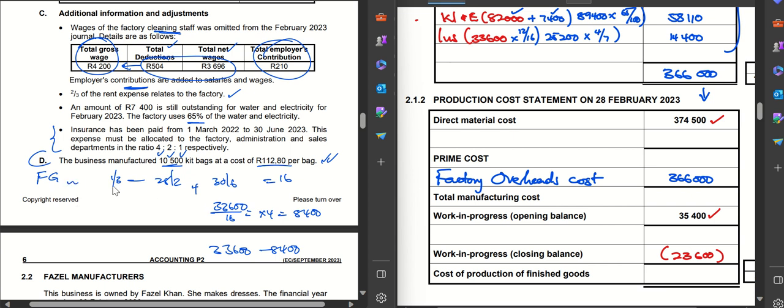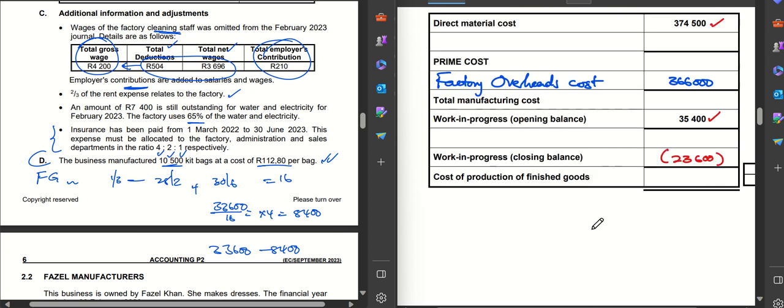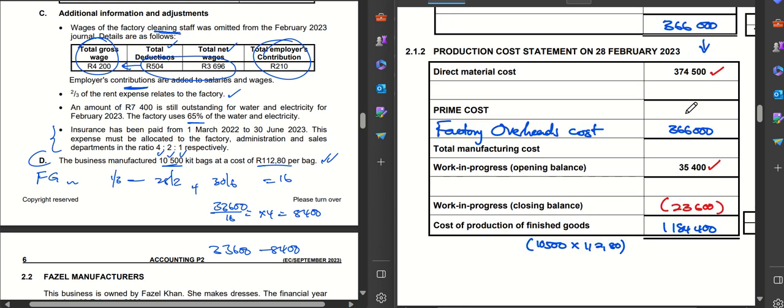Then they also give you more information about sales so that you can open a finished goods stock account and get this amount. However, in this question, we were supposed to say how many units were produced, 10,500, and then what was the cost price per unit, 112.80. So once we multiply those figures, we should get 1,184,400. And then we're going to do calculations going up now. I know some of you call it the bottom up method. So let's do that one.